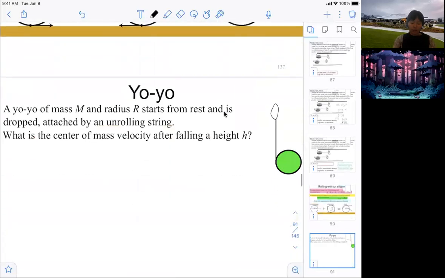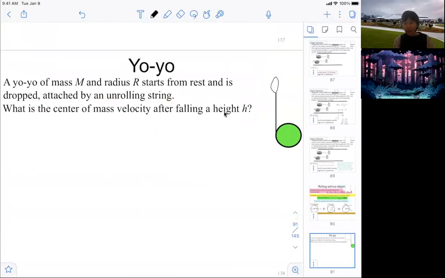Okay. All right, so the first example we have is very similar to the one we did, unraveling the string, except pulling in this way. Now you let it drop down this way, like a yo-yo. So we have a mass M and radius R for the yo-yo. We start from rest and it's dropped. You can see it simply unravels itself as it drops. What is the center of mass velocity after falling down a height h? So we want to know the center of mass velocity.